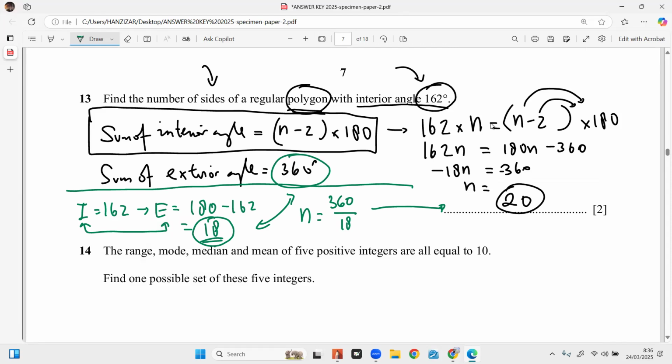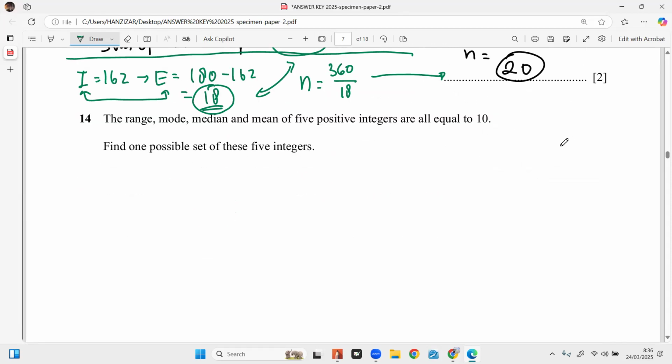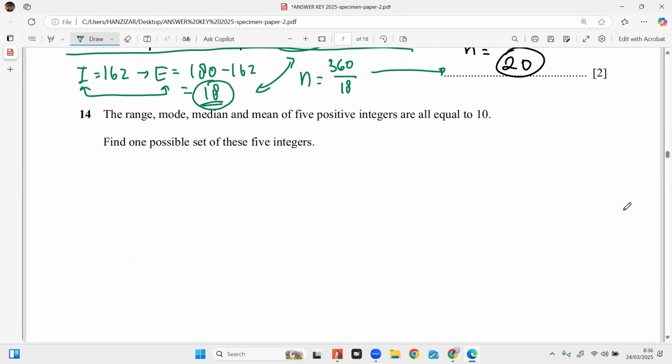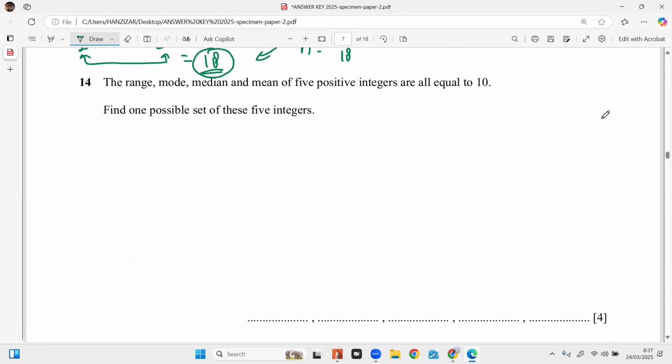Okay, number 14. This is quite challenging. Let's go. You can just answer it right away. No formula required, only logic. The mean, median, mode, and range are all equal to 10. Remember. So let's say the smallest is x, guys. What is the greatest? x plus 10, right? Because the range is 10.